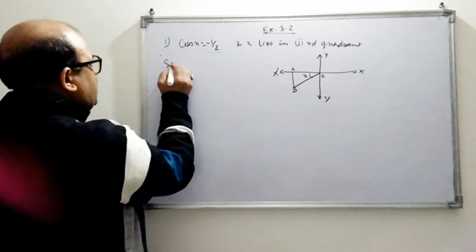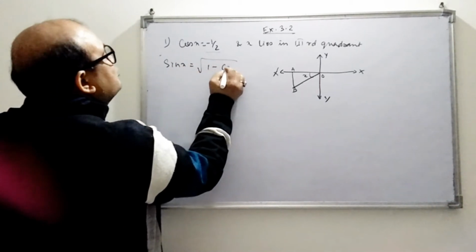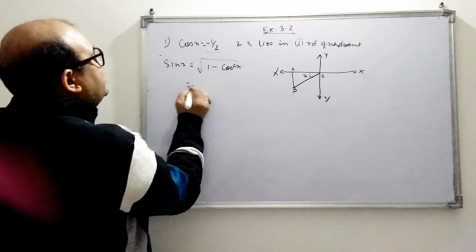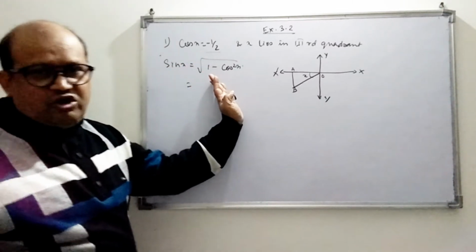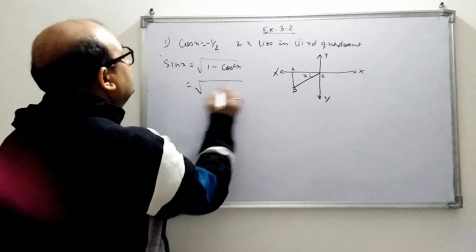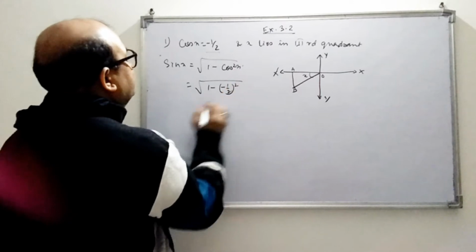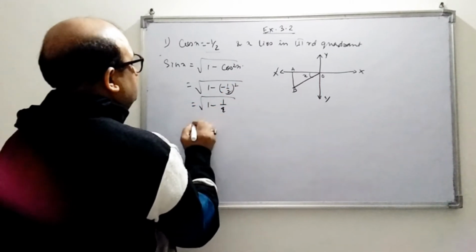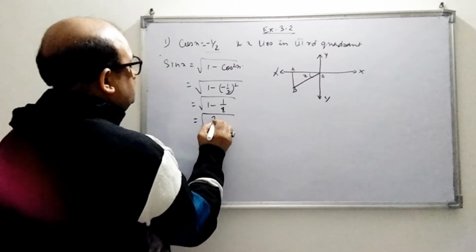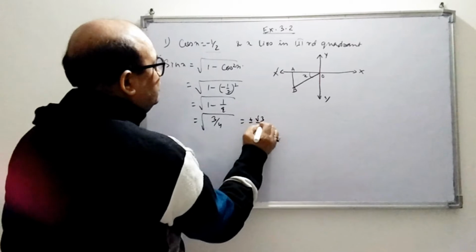Let us start with sin x. We know sin x equal to root of 1 minus cos square x. This is the identity. So put the value: 1 minus 1 by 2 whole square. That gives you 1 minus 1 by 4, that is 3 by 4. That is plus minus root 3 by 2.